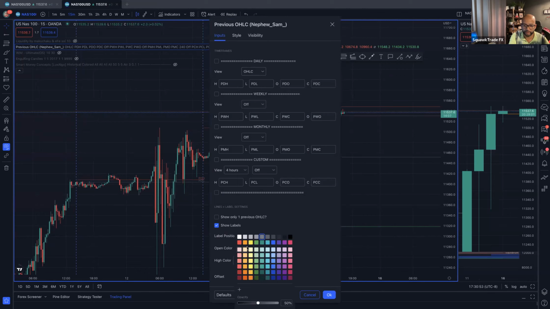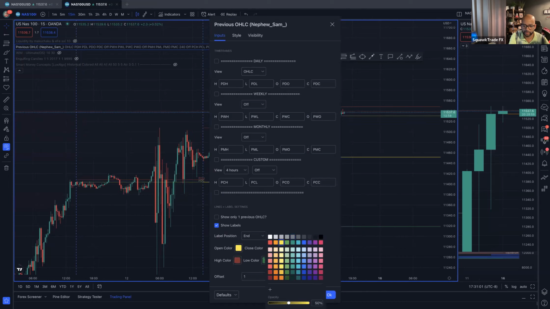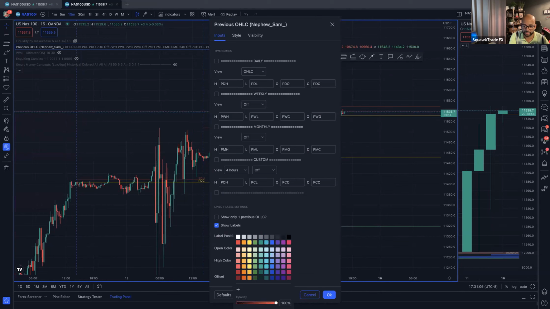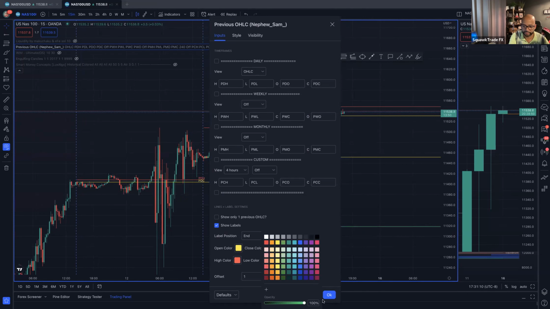Right? Open color. We're going to make this a, I don't know, a yellow. No opacity. I don't want it to be opaque at all. Yellow. Take a look at this. Right? And these are your highs and yellows, right? We'll make this bright also so that you can see it.